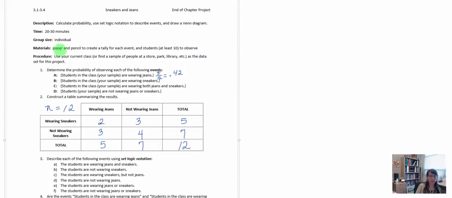So we'll look at number 3. 3A says the students are wearing jeans and sneakers. So the key word here is and. And means the intersection. So both events at the same time. So if I use J for jeans and S for sneakers, both events at the same time would be the intersection of those events. So the set logic notation would be J intersect S. So refer back to your set logic notation sheet to finish off the rest of these notations.